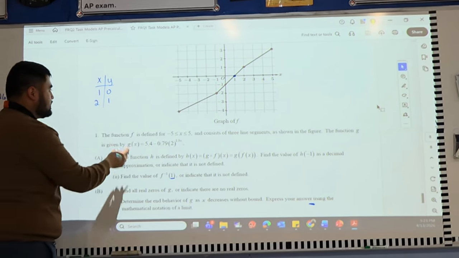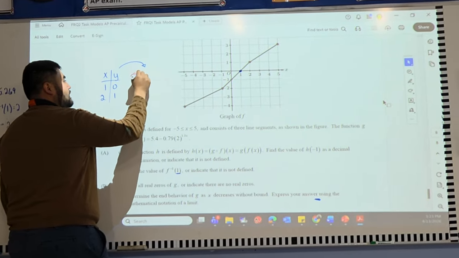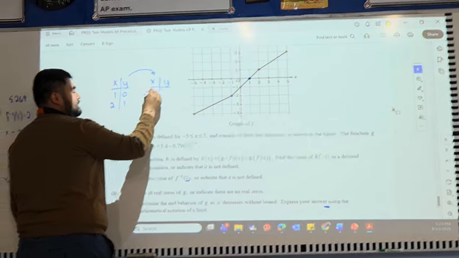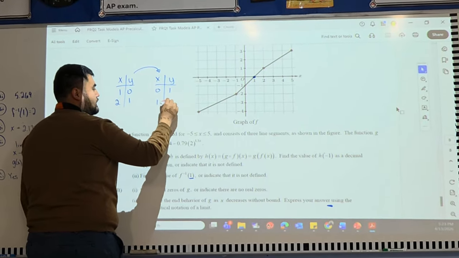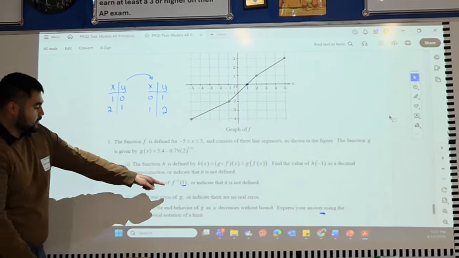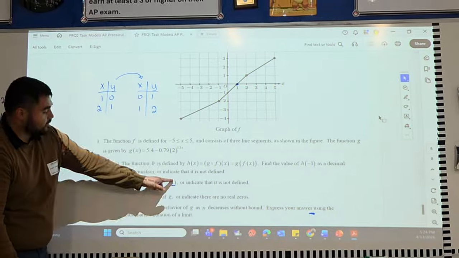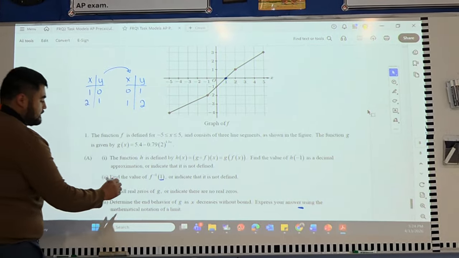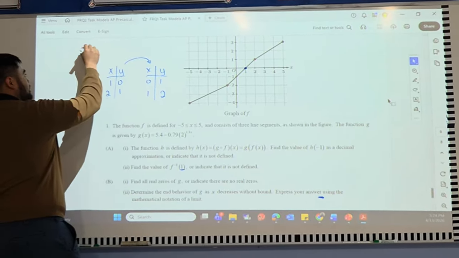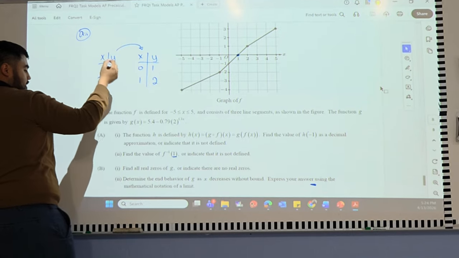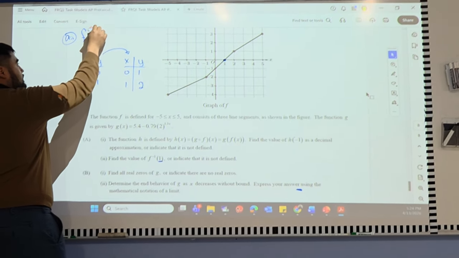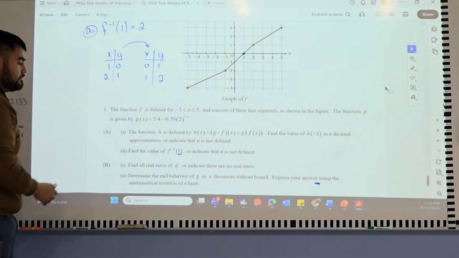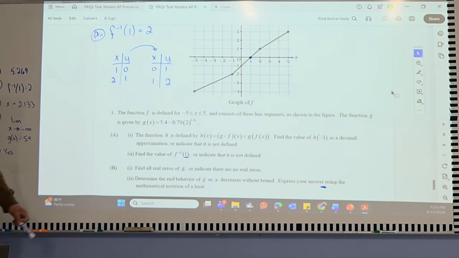To take the inverse, all you're gonna do is switch x and y. So x and y, these flip. Now 0, 1, and then now you have 1, 2. Our input when you have an inverse has to be 1. So which of these two has it? This bottom point. So your answer for A2 is f inverse of 1 is going to give you an output of 2. So that's it for part A.